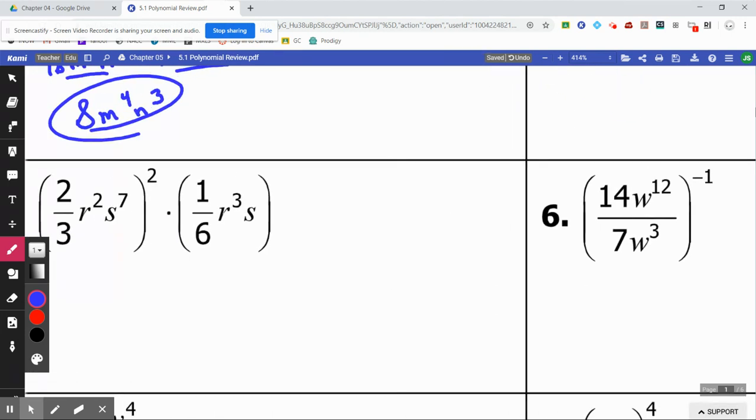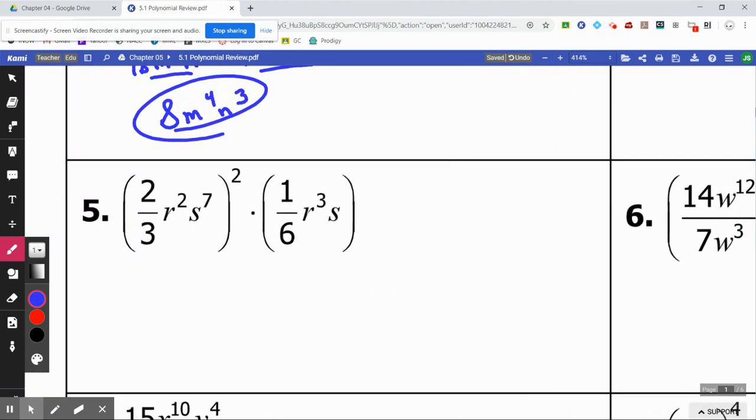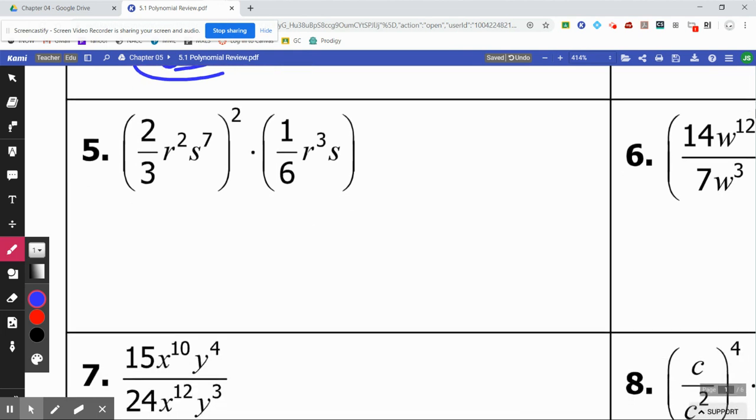Number 5. First set of parentheses, everything being raised to the second power. There's no plus or minuses, so we just raise everything to the second. To raise a fraction to the second, you square the top, square the bottom, and that's it. R squared to the second, you're going to multiply, and you got 2 times 2 is 4.